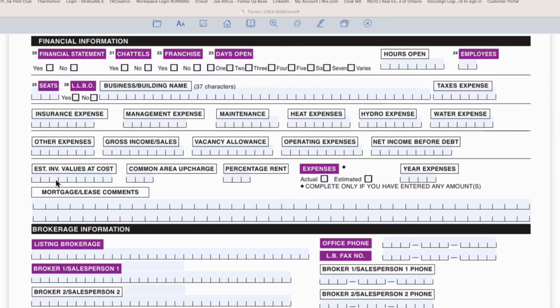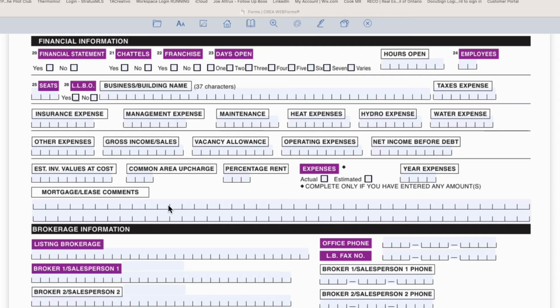Franchise information, that's only if we're dealing with a franchise. In this case, we're only dealing with listing the existing space. Employees, seats, no, nothing. LBO, well, seats, that's if you're into a restaurant, but we're not discussing that. Insurance expenses, management expenses, if that's all to be supplied by the landlord. Okay, heat expenses, everything, hydro yes. Water expenses, correct. Am I even pointing in the right spot? Yeah, you're doing great. Other expenses, gross income, sales.